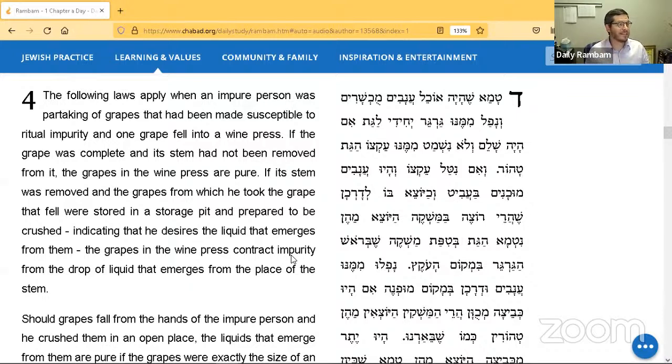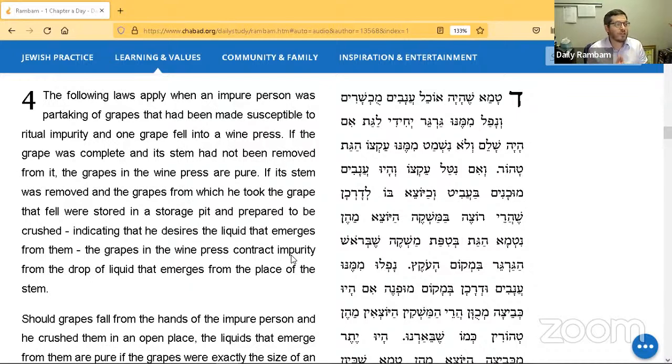So if the grape was complete and its stem had not been removed from it, the grapes in the wine press are pure. We're assuming here that it was smaller than a kazayit. If its stem was removed, then the grapes on which he took the grape that fell was stored in a storage pit and prepared to be crushed, meaning they were also liquidy. And it also indicates that he desires the liquid that emerges from them.